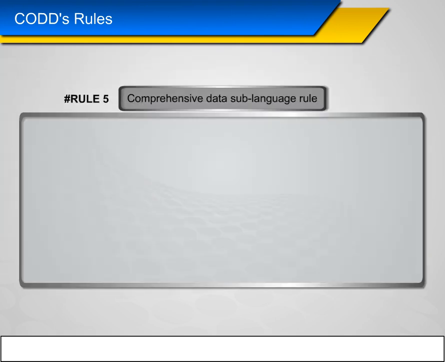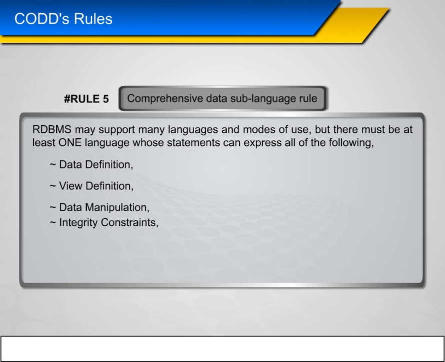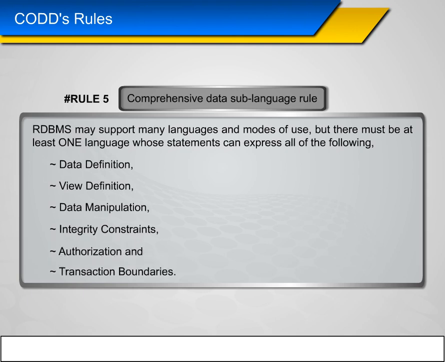Rule 5, Comprehensive Data Sub-Language Rule. An RDBMS may support many languages and modes of use, but there must be at least one language whose statements can express all of the following: data definition, view definition, data manipulation, integrity constraints, authorization, and transaction boundaries.